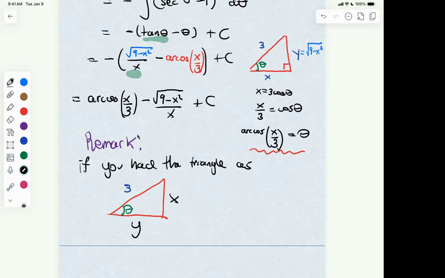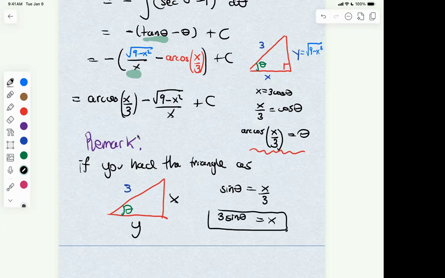Based on this diagram, it would have been easier to say that sine of theta is X over 3, right? And that 3 sine of theta equals X. So in this case, the natural substitution to make would have been with sine instead of cosine. And how do you know which one is the correct one? The nice thing is that either is correct. It doesn't matter which one you use.